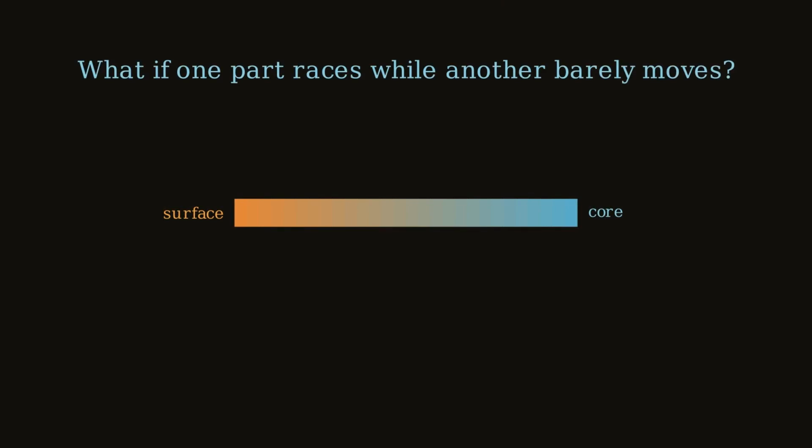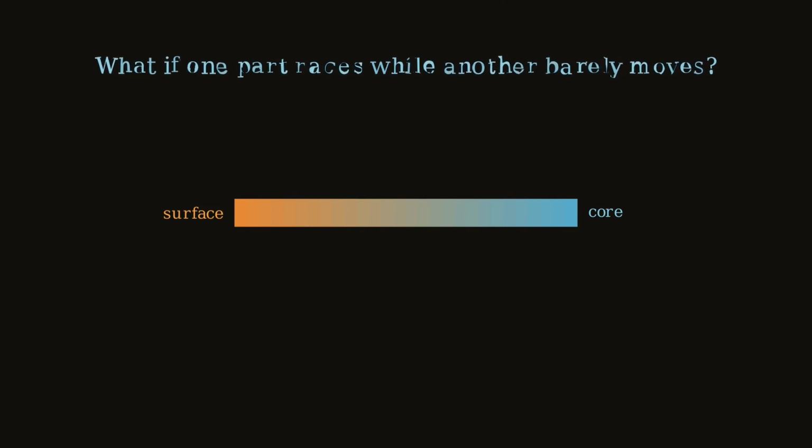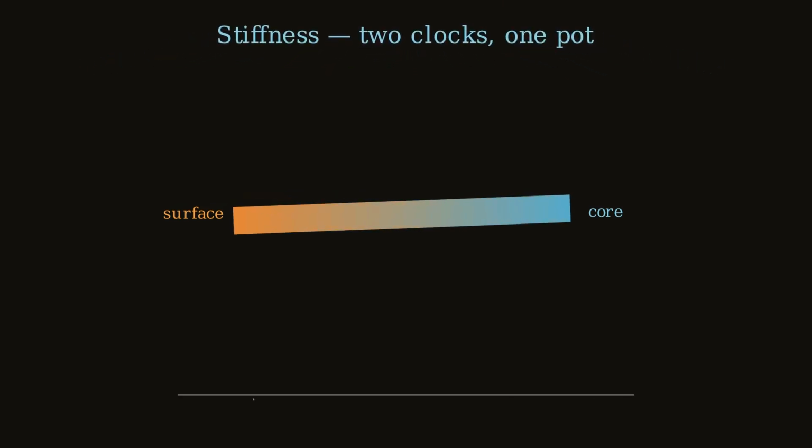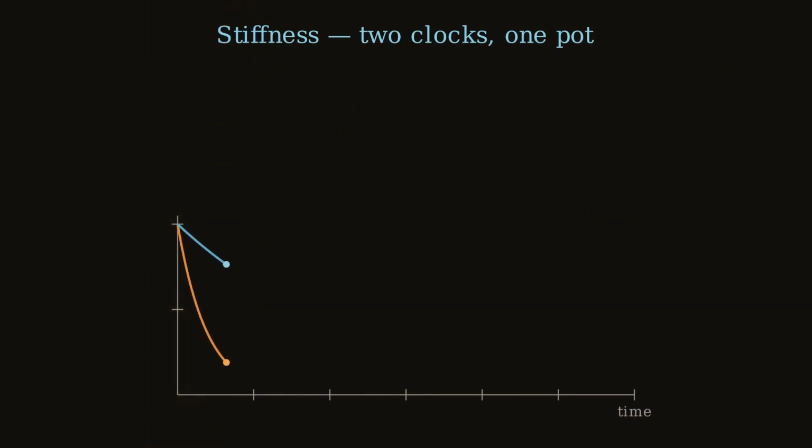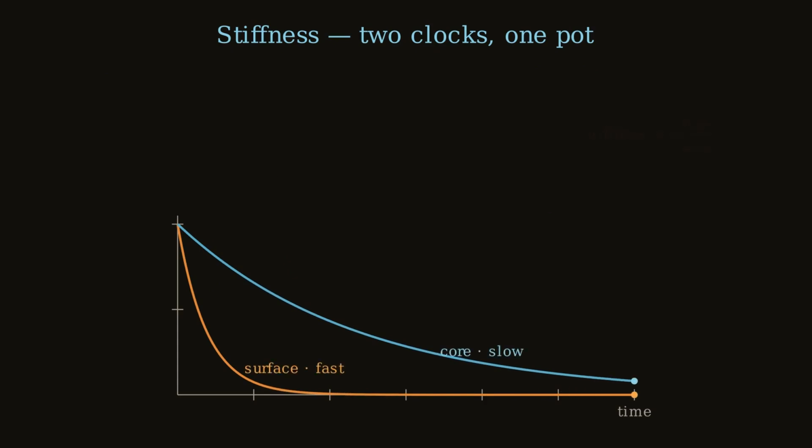Strip the system to its simplest piece, one quantity relaxing toward rest. y' = λy. That lambda, the eigenvalue, the number that sets how fast a mode settles, is the mode's clock rate. A big negative lambda is the surface. It races to equilibrium. A small negative lambda is the core. It ambles. A real model has many at once, the eigenvalues of the system's Jacobian, the map of how every slope shifts.